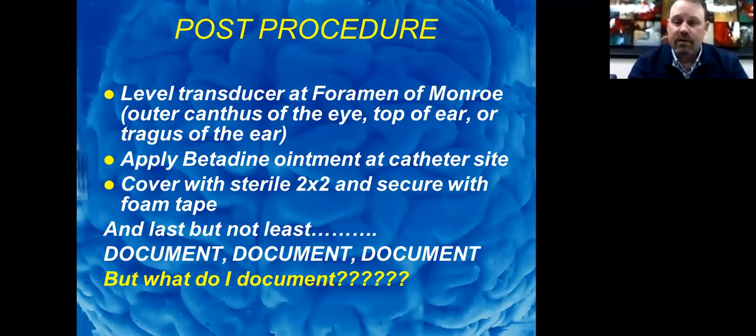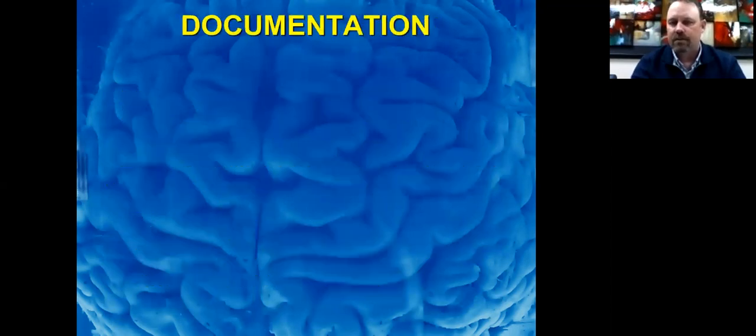Anyway, level the transducer at the foramen of Monroe. It's the outer canthus of the eye, top of the ear, tragus of the ear. Apply betadine ointment at the catheter site, cover with sterile 2x2 and secure with foam tape. Document, document, document, and let's talk about what you need to document.